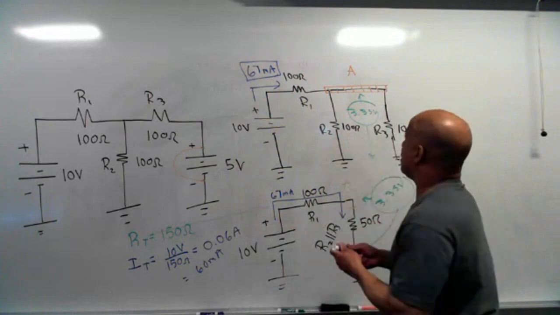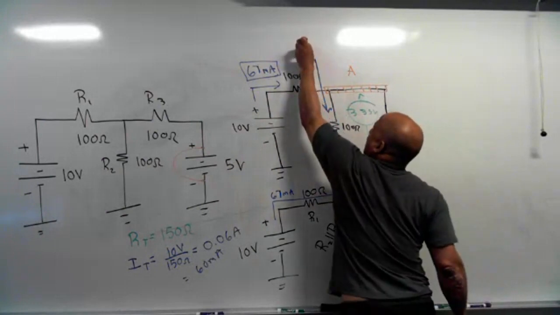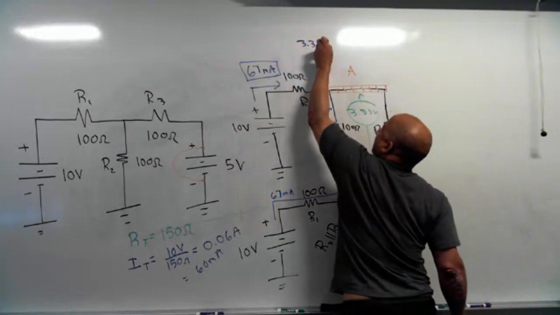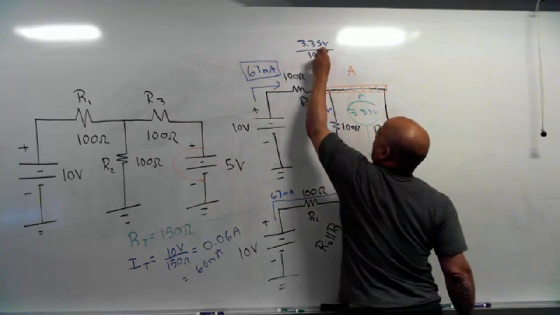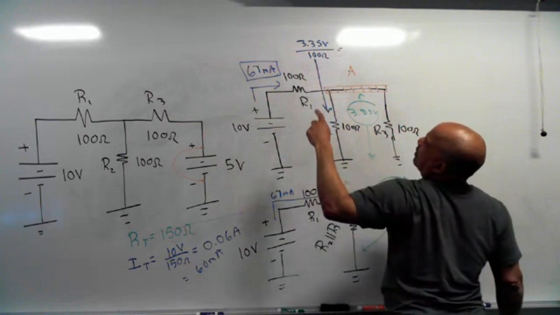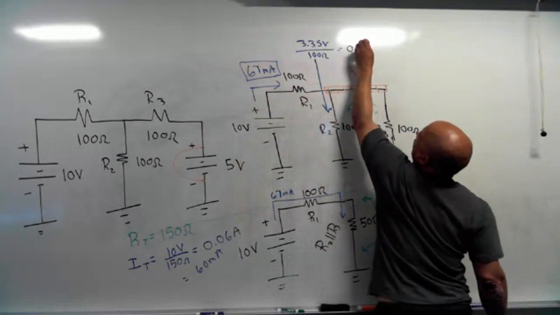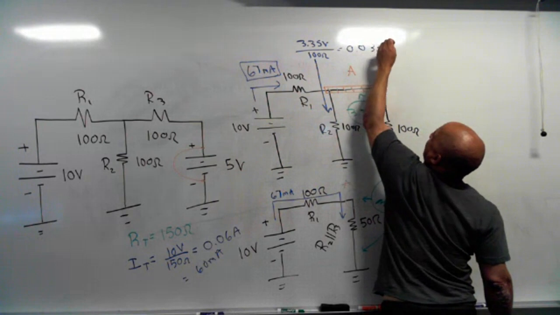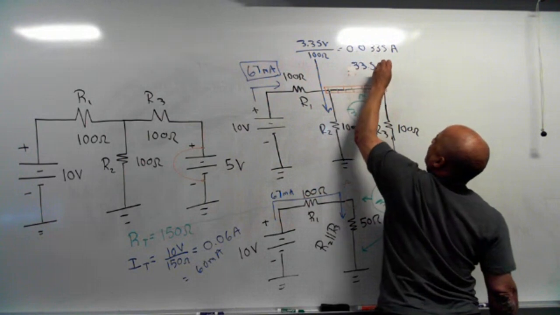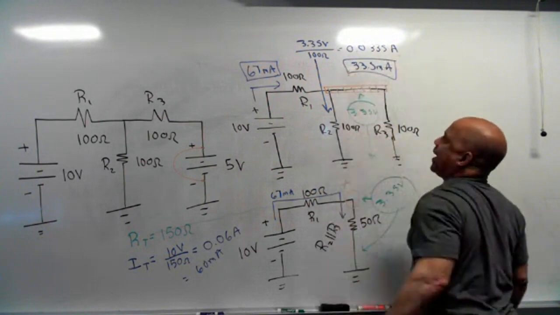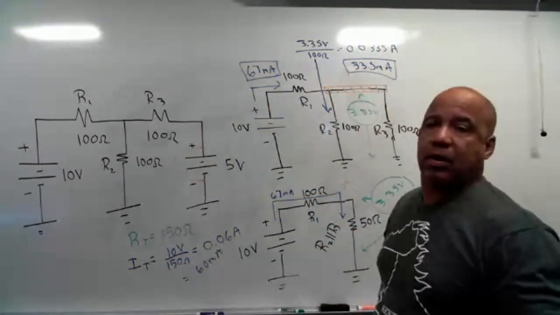I guess I'm making current blue. So the current through this resistor is just going to be the 3.35 volts divided by the 100 ohms. And that's going to give me, what is that? 0.0335 amps. That's going to give me 33.5 milliamps. Does that look right to you guys? Yes. Okay.